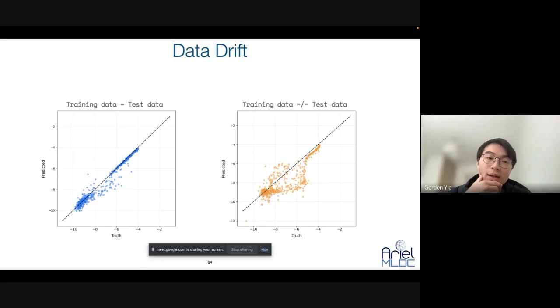But on your right, you have the case where the training data is not equal to the test data. And you can see that they are deviating from the diagonal line. The problem with that is, in the actual case, we don't have the diagonal line to guide us. We don't know when it's working and when it's not working, and that's the problem.